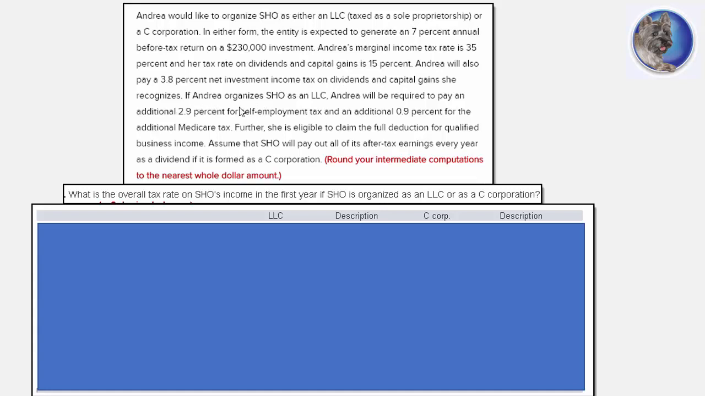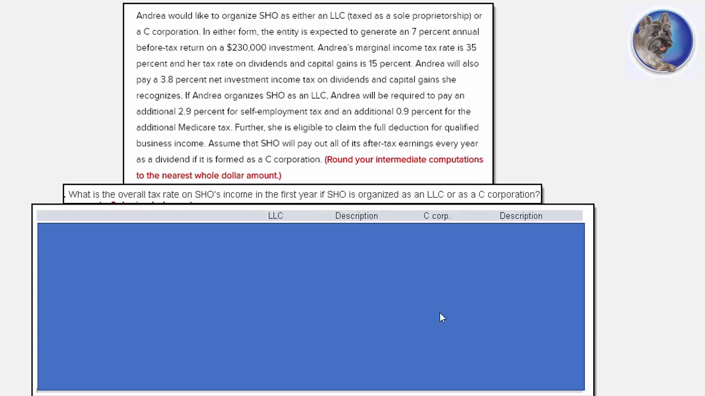Now, if Andrea organizes Show as an LLC, she will be required to pay an additional 2.9% for self-employment tax and an additional 0.9% for the additional Medicare tax. And she's eligible to claim the full deduction for qualified business income. Assume that Show will pay out all of its after-tax earnings every year as a dividend if it is formed as a C corporation. Now, they tell us to round our intermediate computations to the nearest whole dollar amount.